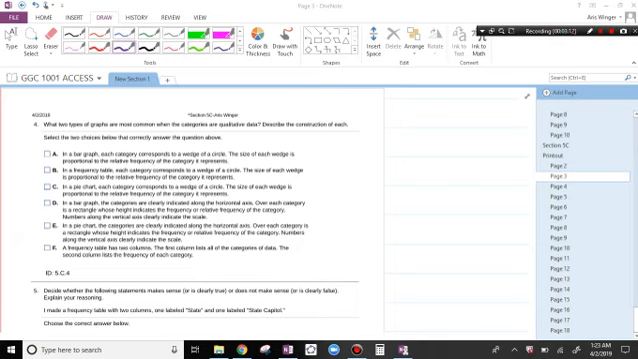In a pie chart, each category corresponds to a wedge of a circle. The size of a wedge is proportional to the relative frequency, how often it appears. In a bar graph, the categories are clearly indicated along the horizontal axis. Over each category is a rectangle whose height indicates the frequency or the relative frequency of that category.